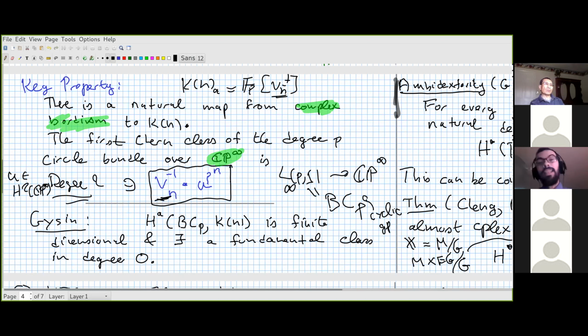Now, clearly, this formula does not look anything like the formula that usually shows up for the Chern class of this line bundle O(p) on CP infinity in the usual theory.